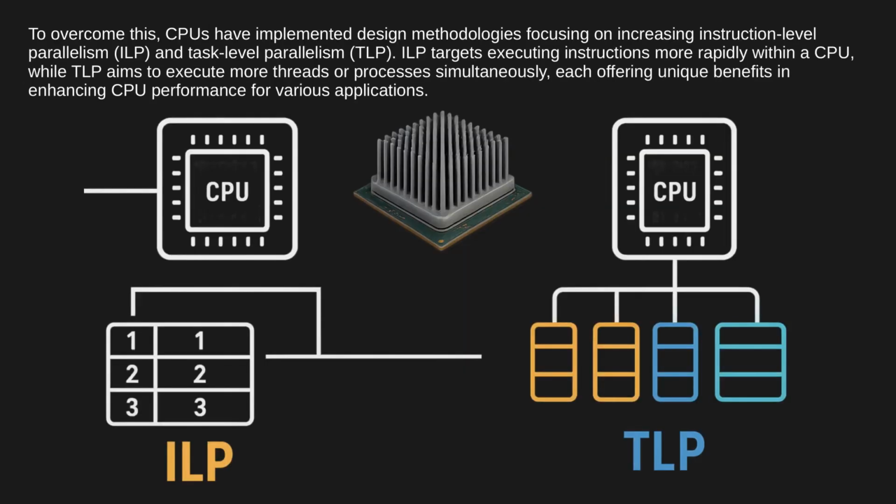To overcome this, CPUs have implemented design methodologies focusing on increasing instruction-level parallelism, ILP, and task-level parallelism, TLP. ILP targets executing instructions more rapidly within a CPU, while TLP aims to execute more threads or processes simultaneously, each offering unique benefits in enhancing CPU performance for various applications.